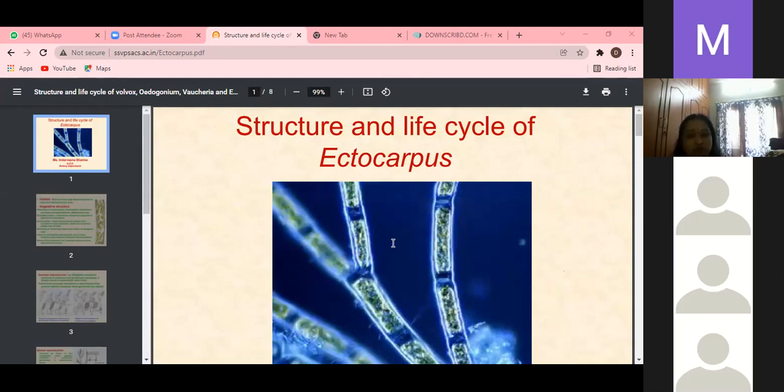What type of growth can you observe in Ectocarpus? Tell me, what is the meaning? Did you understand that one? Trichothallic growth. Ma'am, once again explain. In the Ectocarpus, one second.